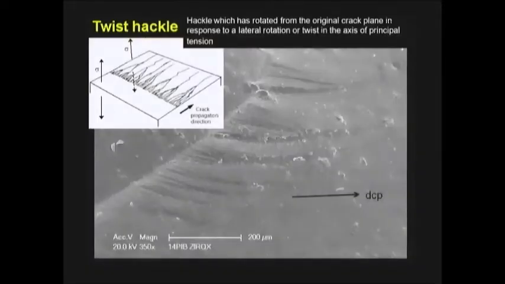Then there is a twist hackle. Twist hackle is a hackle which has rotated from the original crack plane in response to a lateral rotation or twist of the axis of principal tension. In essence, what you see are little Y's. It's like a fork, and it twists like this. So that's how it looks on a veneering ceramic. As soon as you see a Y with a big tail, you know the direction of crack propagation. At higher magnification, you will see this forking, this Y thing, that's a twist hackle.